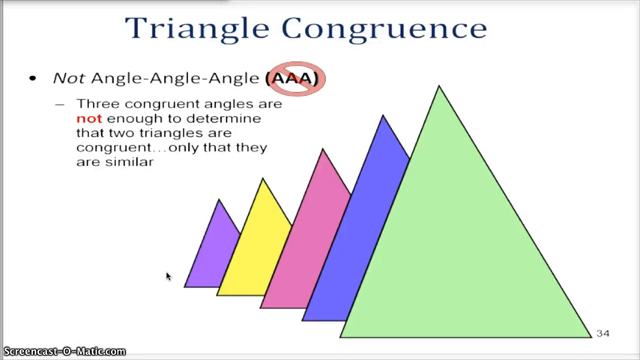So just to make it clear one more time, angle, angle, angle is not enough, because three angles is not enough to determine that they're congruent, only that their angles are similar. It says nothing about their side lengths. Anything extra, feel free to jot it down here, but that concludes lesson 3 of Unit 5.